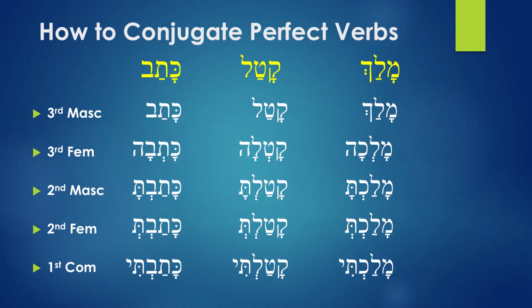And then you have katalti. Katalti means I killed. Using the word malach, meaning he ruled, it's going to start with 3ms, malach. Malach means he ruled. And then you have malka. Malka means she ruled. And then you have malachta. Malachta means you ruled. And then you have malacht, which means you ruled. And then you have malakti. Malakti means I ruled. That's how you conjugate. So to conjugate means you add the suffixes, and then after adding the suffixes, you translate. That's conjugation.